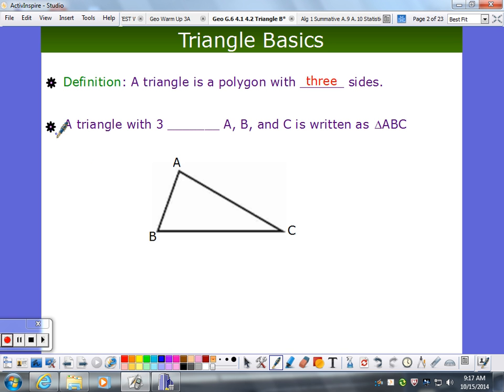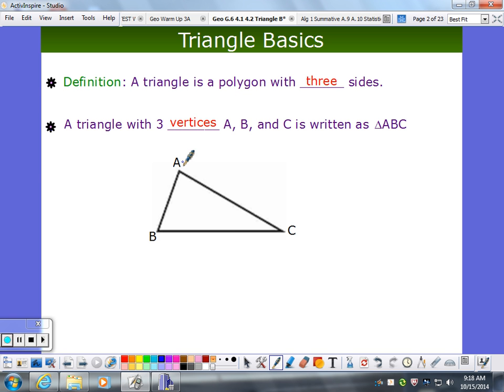What else do we know? A triangle with 3 vertices, A, B, and C, is written as triangle ABC. Now, what word do you think I'm looking for? What are different names for these little corners? Do you know, Amanda? Corners, right? And I'm looking for the official word for corners. Yeah. Vertices. That is the word. I did say corners or vertices.